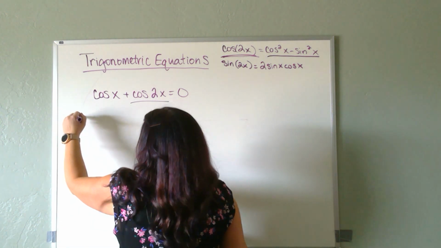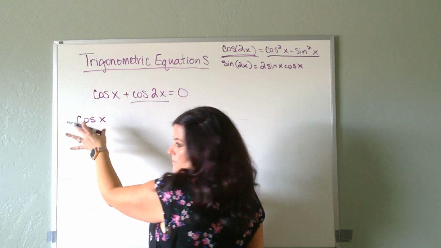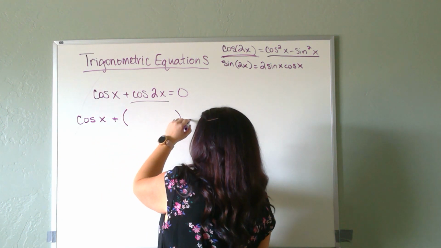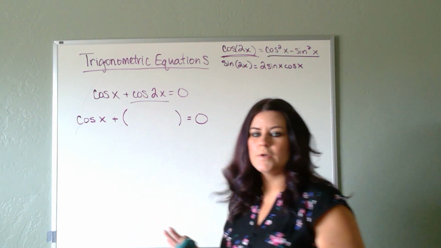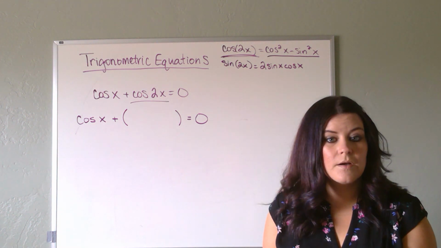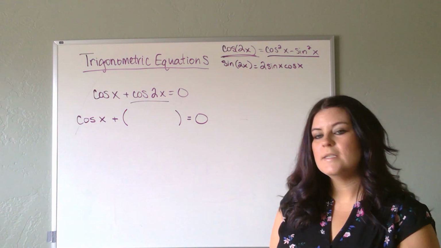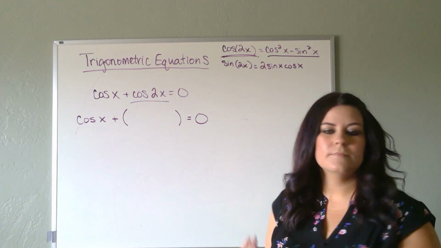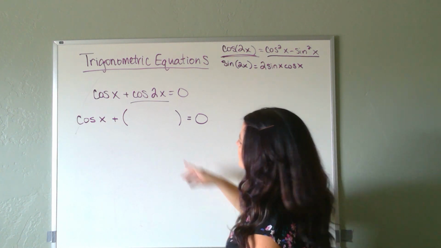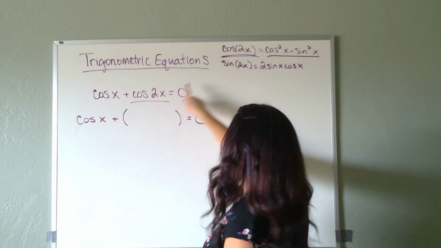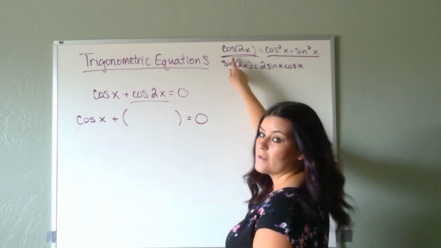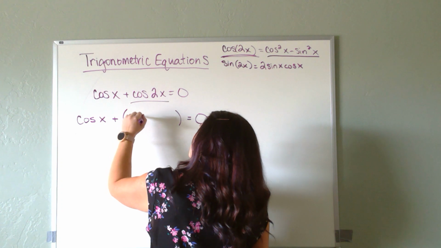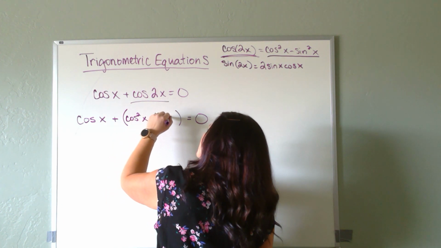So what I'm going to do is leave this one as cosine x, of course. I'm going to be careful with parentheses. I don't think it's too important on this particular problem, but it might be on another problem. So when you're using identities to sub something in, use parentheses. Just humor me. Okay, so instead of writing cosine 2x, I go to my identity and say, what's another way I can write cosine 2x? I can write it as cosine squared minus sine squared.